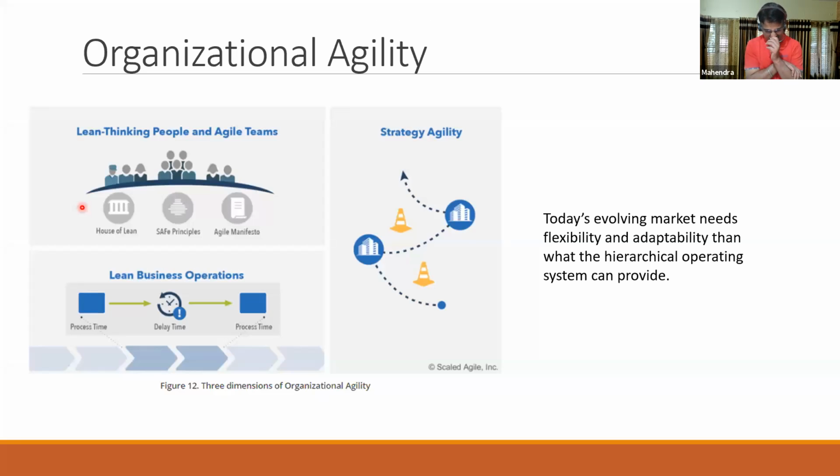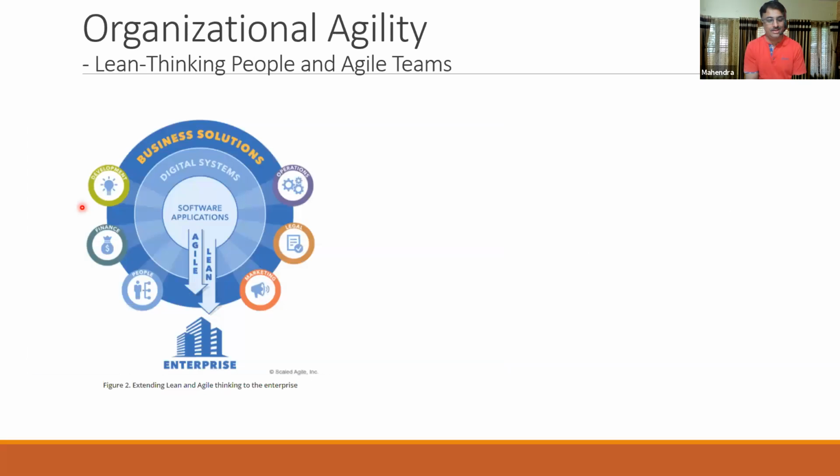We'll probably finish this organization agility and the learning core competency and then pause for questions. The next core competency is on organization agility. This talks about lean thinking people and agile teams. So let's see what it means.